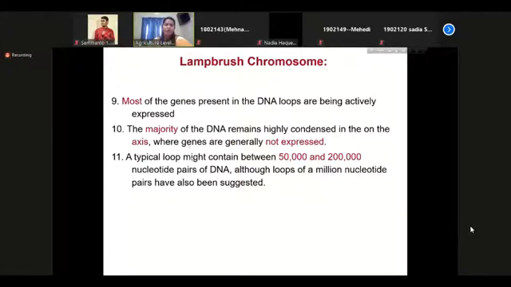A typical loop might contain between 50,000 to 200,000 nucleotide pairs of DNA, although loops of millions of nucleotide pairs have also been suggested. That means in the loops, there may be 50,000 to millions of DNA.